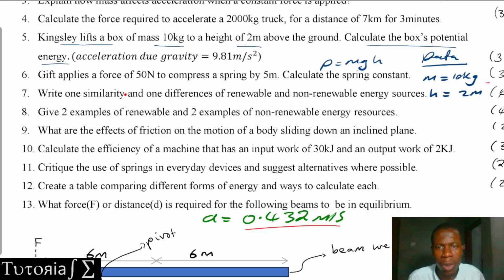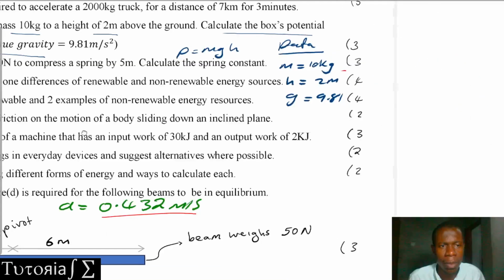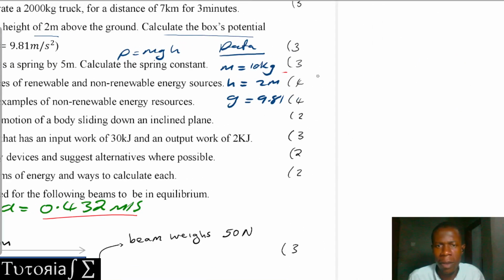And what else do we have? We have acceleration due to gravity, which is g. g is equal to 9.81. Okay, so now you just replace here. So we have potential energy: mass is 10. You should make sure they are all in SI units. So that 10, acceleration due to gravity 9.81, times the height, which is 2.